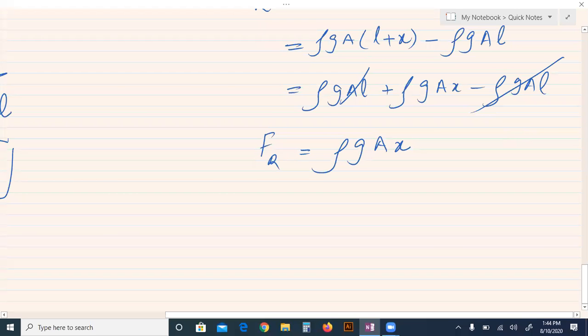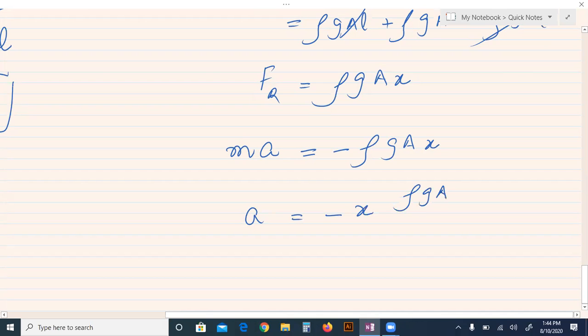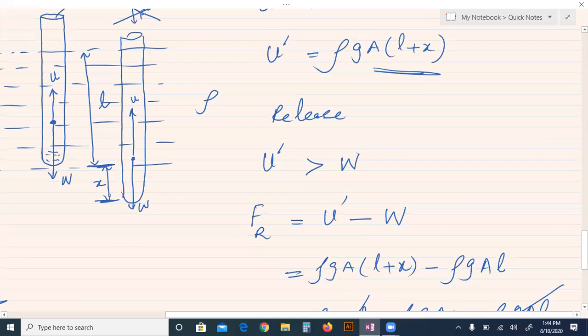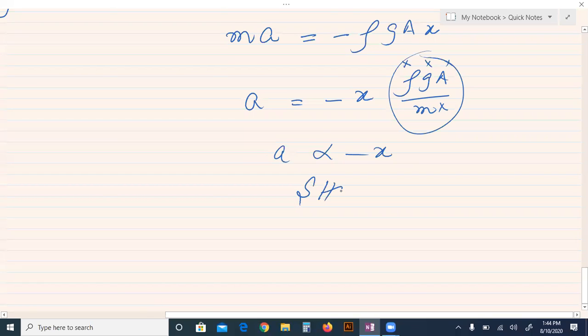And the property of the resultant force is that it produces acceleration, equal to ma. It is restoring, so minus rho g Ax. So a is equal to minus x rho A g over m. Look, the density of the liquid is assumed constant, g constant, tube area constant, mass constant, so acceleration is directly proportional to minus x. When the tube is released, it oscillates up and down, and this vertical oscillation is simple harmonic. So in this way, we have to prove it.